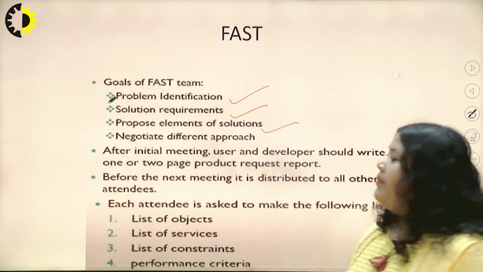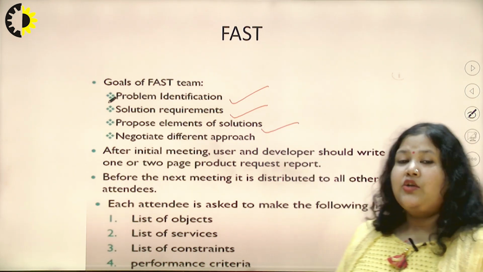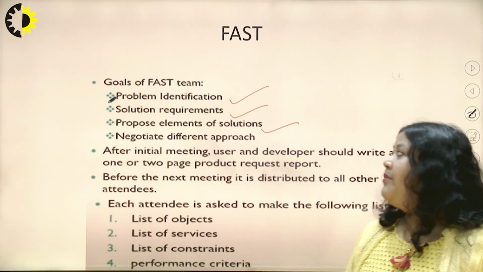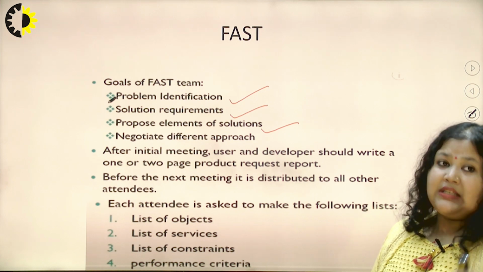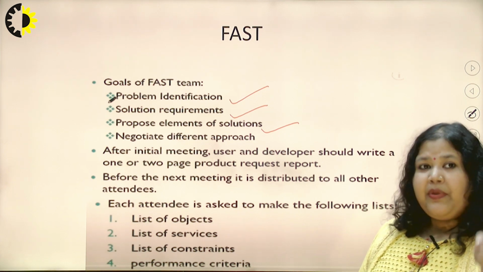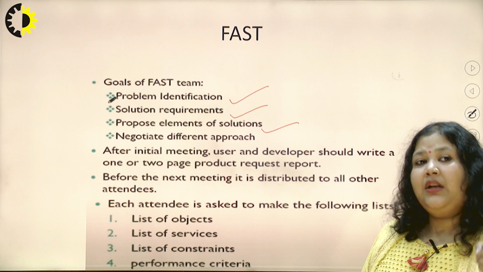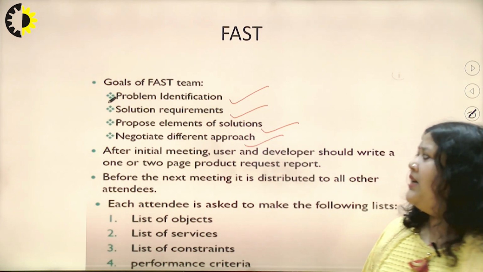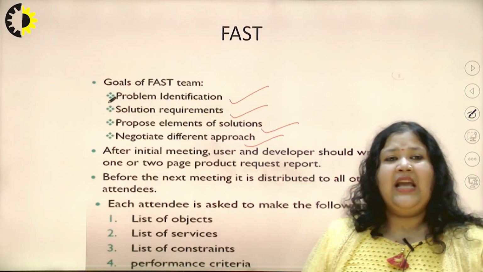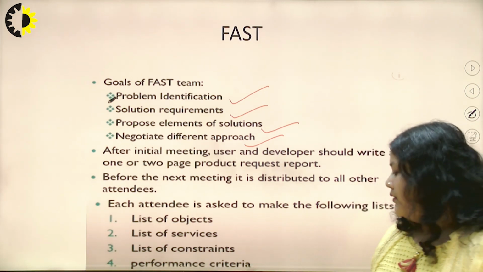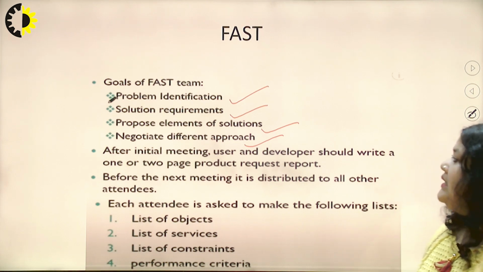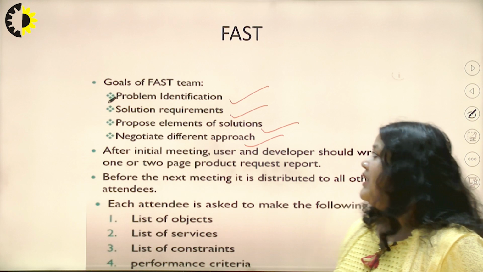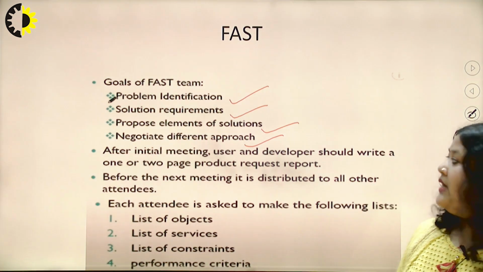Now third is the purpose of the elements of the solution. Basically we have to define each and every element of that particular solution, and discuss the purpose of that solution, and whether it is very important or not. Next is to negotiate different approaches. Each and every approach we have to negotiate with different approaches. So these are the basic goals of the FAST sessions.